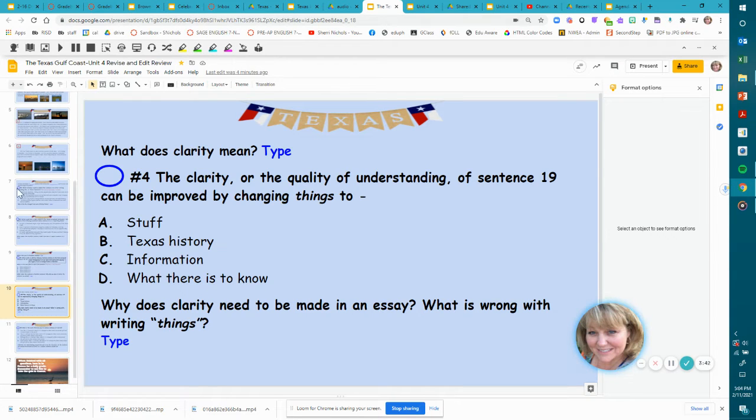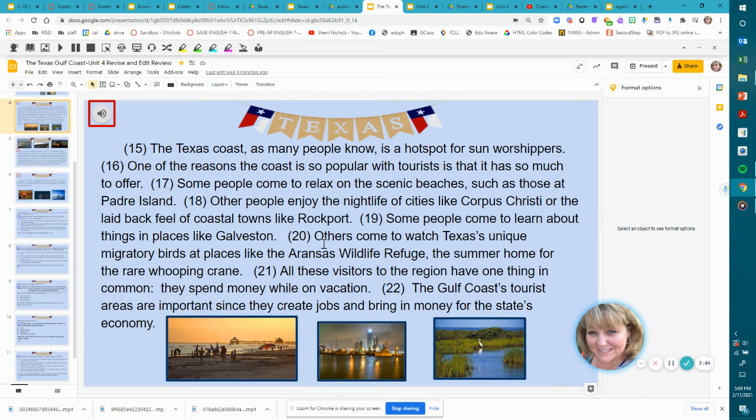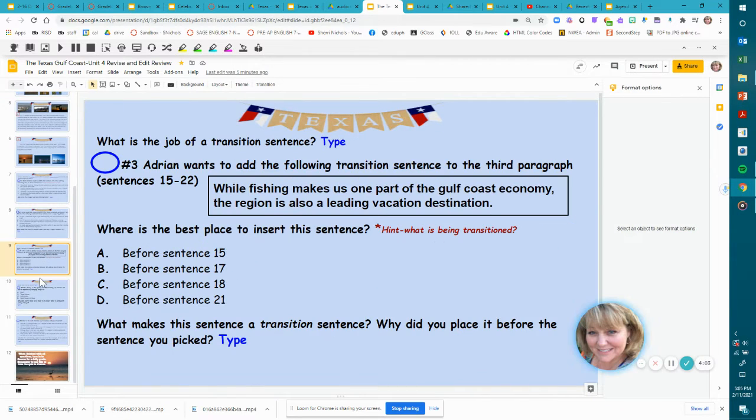You literally have to go back to sentence 19 and look at it. Some people come to learn about things in places like Galveston. Well, instead of things, which obviously is the wrong word, what do people come to Galveston to learn? Which one of those words makes the most sense and fits this paragraph?